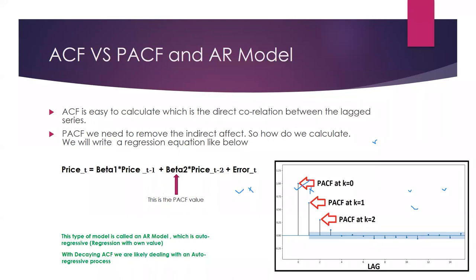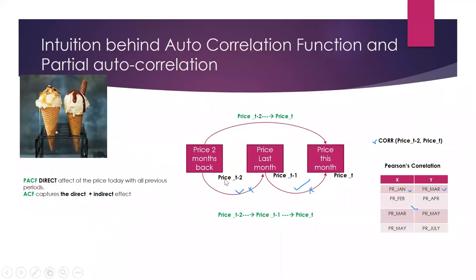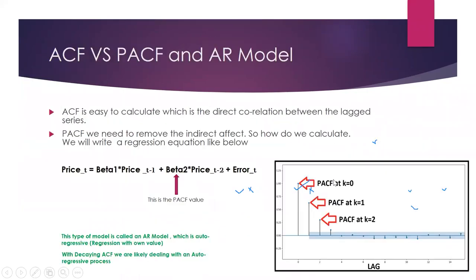Now you can argue why it has the direct impact and not the indirect impact through this path. It will not have it because if you see this beta 1 coefficient, it has already been taken care of. The impact of the price from the last month is taken care of by beta 1. So beta 2 tells me the direct impact of the price today from the price 2 months back. This is how we calculate the partial autocorrelation factor. PACF is very important because it removes all the indirect effects from the n time series back and takes care of the direct impact.